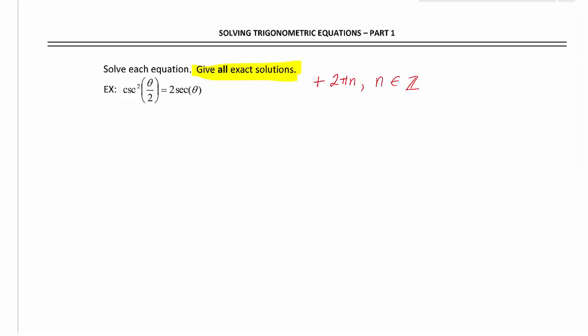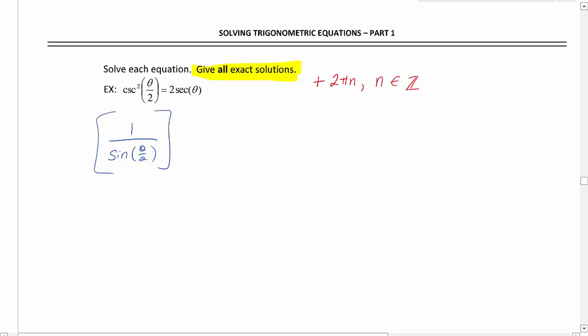So I'm going to rewrite this cosecant squared of theta over 2. I'm going to do two things. I'm going to turn cosecant into sine of theta over 2, and I'm also going to put the squared on the outside. On the right side, I'm also going to turn secant into cosine. So this is going to be equal to 2 over cosine of theta.